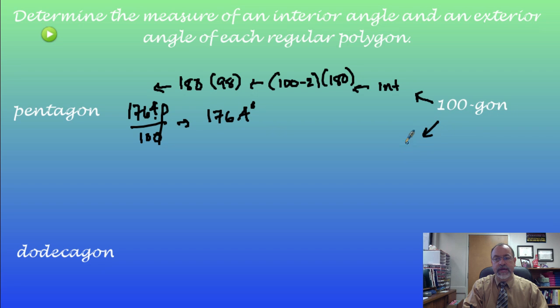For the exterior angle, again, I need to know the total, but the total is always the same, 360. And divide by 100, so move the decimal point over 1. So each exterior angle is going to be 3.6 degrees. Okay, I think I have one more, so I'll try to do that one.